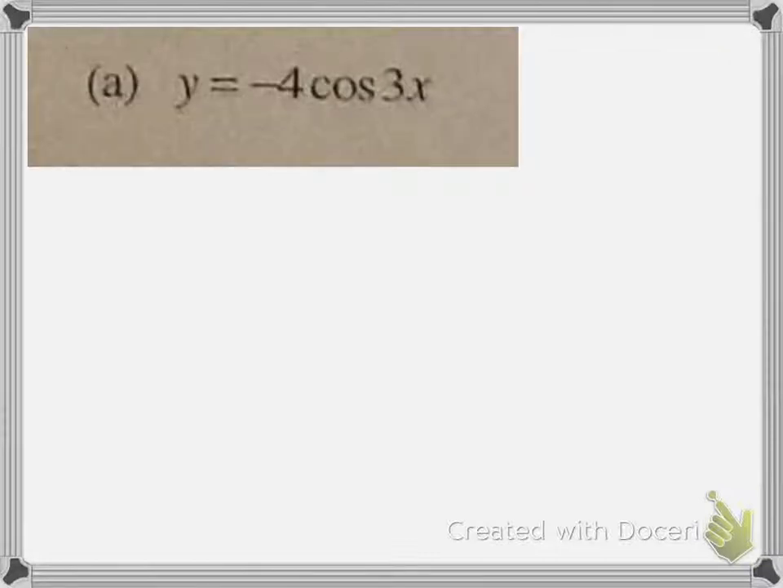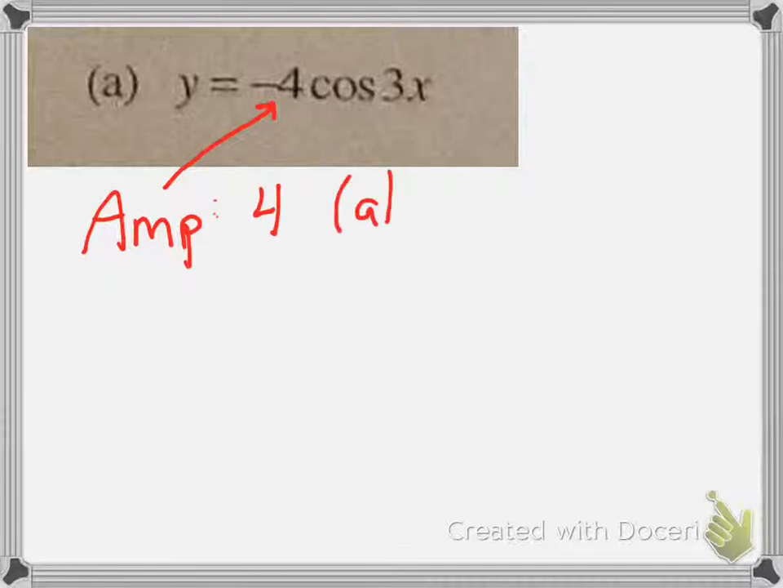The first one asks us to find the amplitude and period of y equals -4 cosine 3x. The amplitude you will always locate in front of the trigonometric function. Here the amplitude is 4. Amplitude is always positive. Okay, so the fact that it's negative doesn't matter.